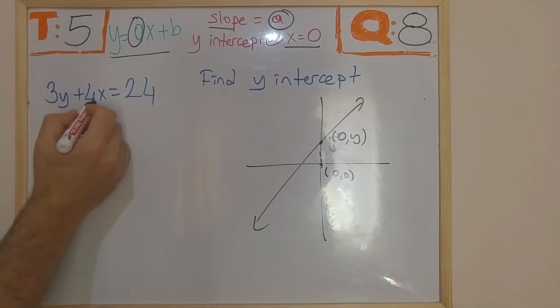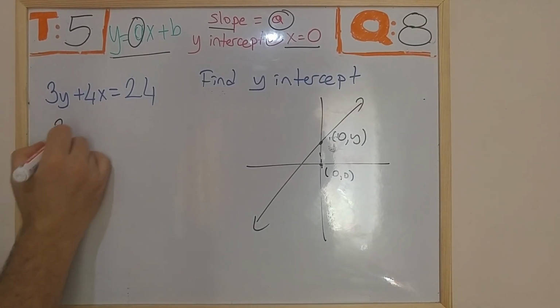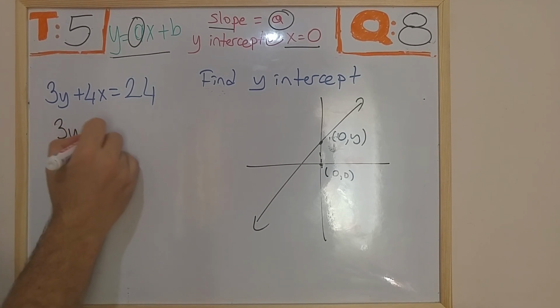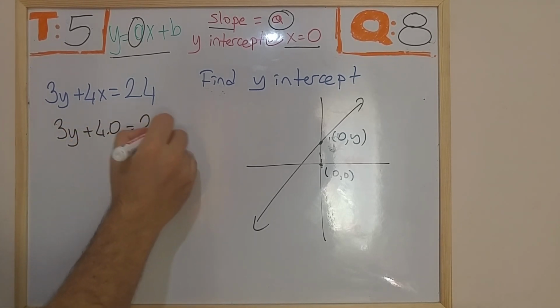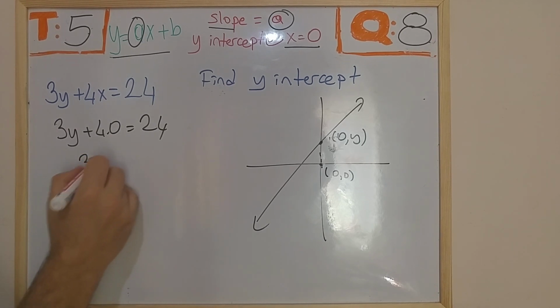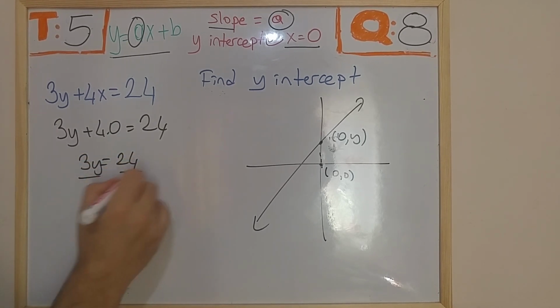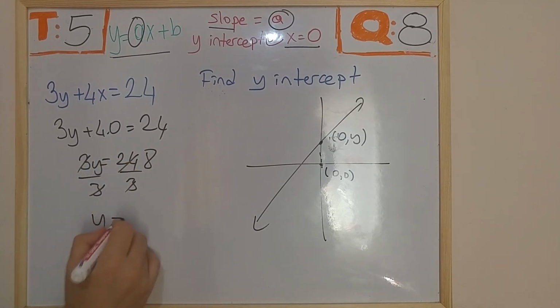For the y-intercept, therefore, x is equal to 0. So 3y + 4 times 0 is equal to 24. So 3y = 24. Dividing by 3, y is equal to 8. This is the answer.